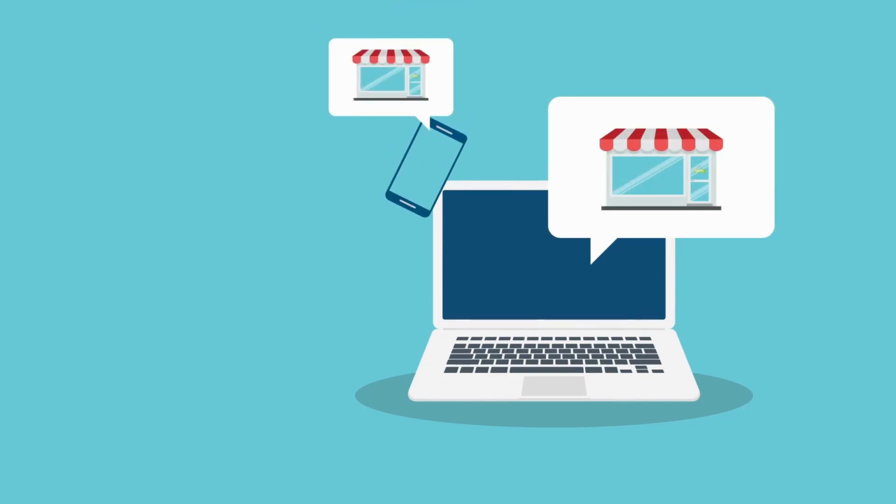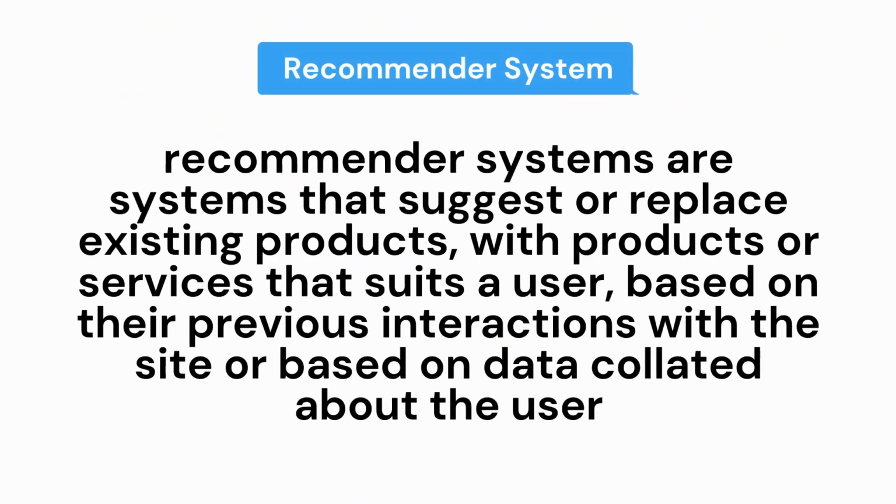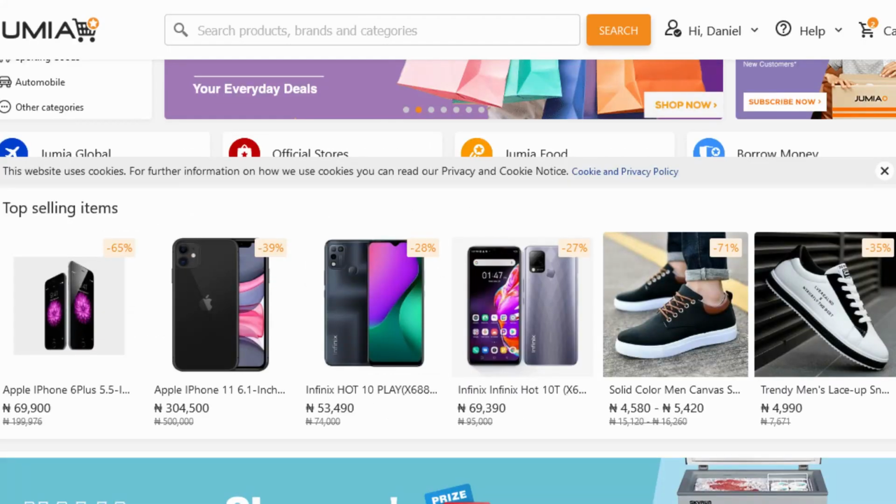E-commerce today has become a very popular mode of buying and selling, especially with the introduction of recommender systems. Recommender systems are systems that suggest or replace existing products with other products based on collated data on the user or previous interactions with the site. This is a working example of a recommender system.